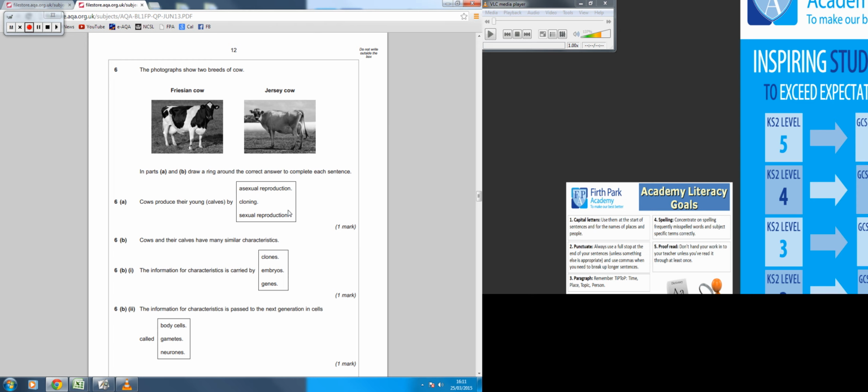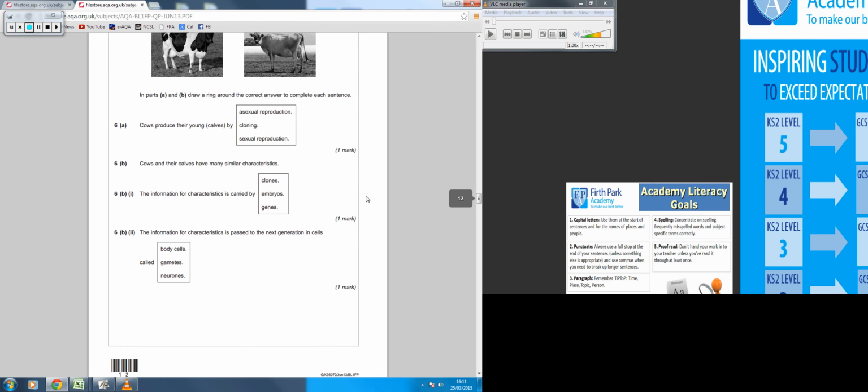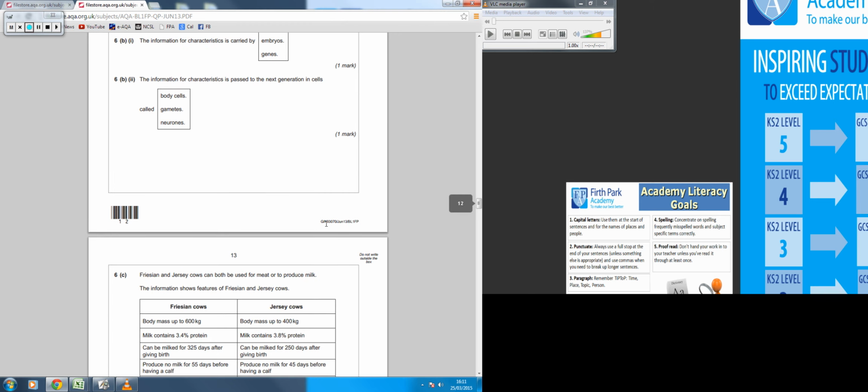Then got 2 breeds of cows. So we've got Frisian cows and Jersey cows for the ring round. So back to easier questions now, we're just ringing the answer. So cows produce their young by asexual reproduction, cloning or sexual reproduction. And then we've got cows and their calves have many similar characteristics. So the information for characteristics is carried by clones, embryos or genes. Then the information for characteristics is passed on to the next generation in cells called body cells, gametes or neurons.